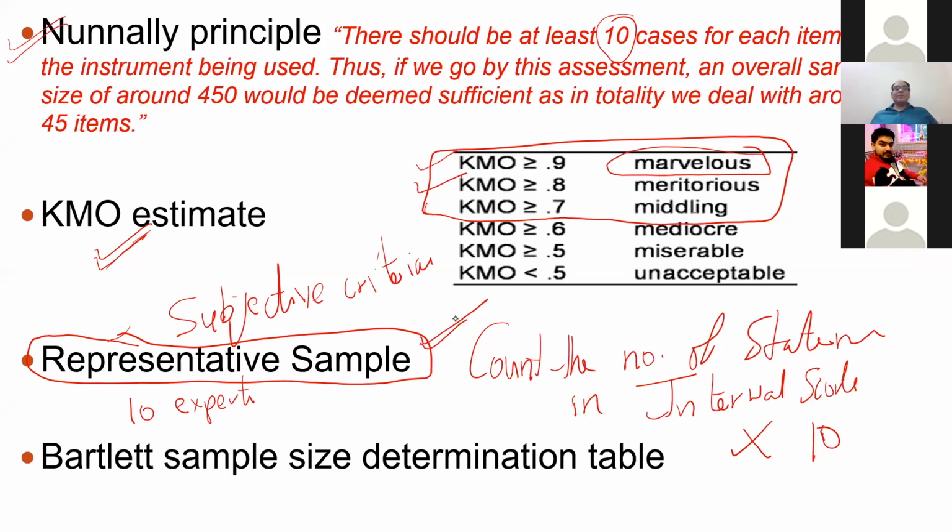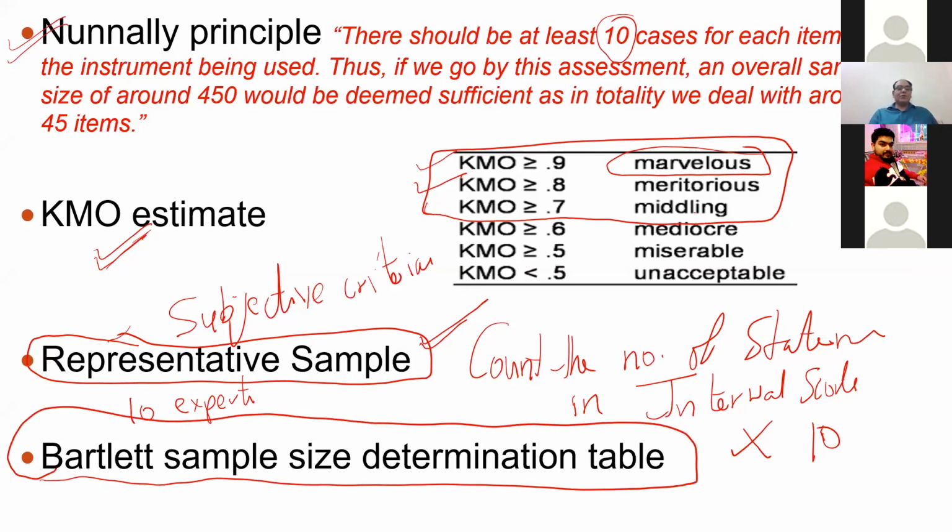So there is no argument in this, right? Sometimes we take the help of experts and ask them, can I say my sample size is representative? If yes, it means my sample size is representative, no argument. Then we use the Bartlett sample size determination table, and I frequently suggest using it, because most of the time you can justify your sample size using this table.